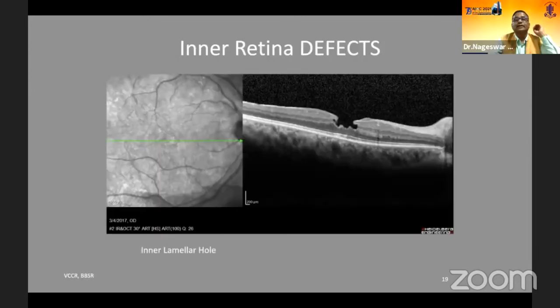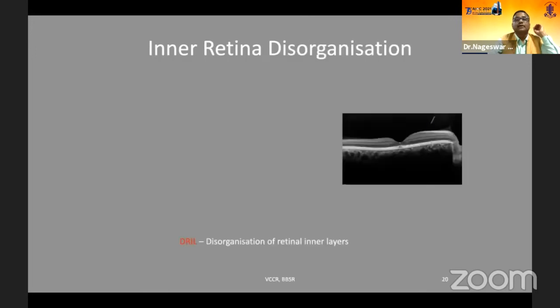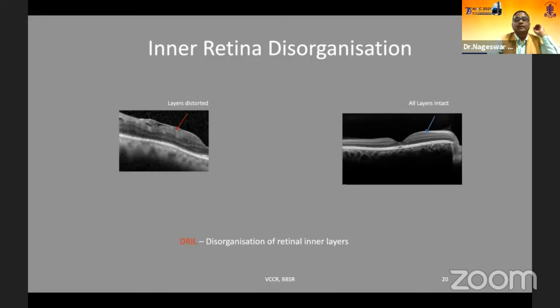Inner layer defects we will see prominently in lamellar macular holes, with the outer layers intact. And inner retinal disorganization is where OCT is defining disorganization of the inner retinal layers. That is called DRIL, which is nowadays an important biomarker for diagnosing diabetic macular edema. In that case, we are taking into account so many things in the inner retina, whether they are there or not. Suppose the inner retinal layers are disorganized in comparison to normal, then the prognosis becomes grim.